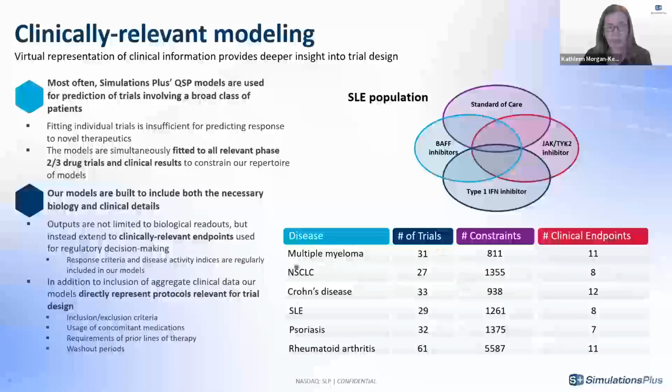This table highlights the number of trials, number of constraints, and clinical endpoints that are supported in our license-ready models. And when I say the number of constraints, this is simply the number of clinical trial data that is used to inform our model. This does not include any of the in vitro data and other training that is incorporated into our model.